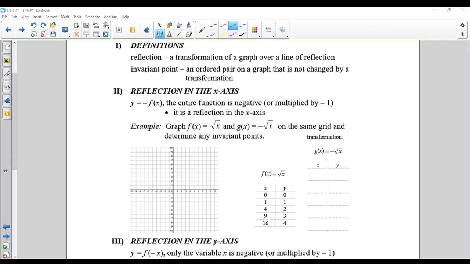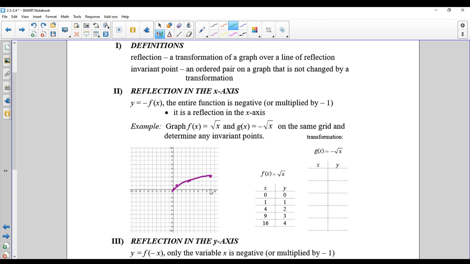So we're going to use all these perfect squares. 0 goes to 0, 1 goes to 1, 4 goes to 2, 9 goes to 3, 16 goes to 4, and so on. We can't plot every single point, but we'll plot as many as we can. So 0 goes to 0. 1 goes to 1. 4 goes to 2. And 9 goes to 3. Okay, so it should look something like that. We've seen square root functions before, we know what they look like. So those are the coordinates that we use: 0, 0, 1, 1, 4, 2, 9, 3, and 16, 4.